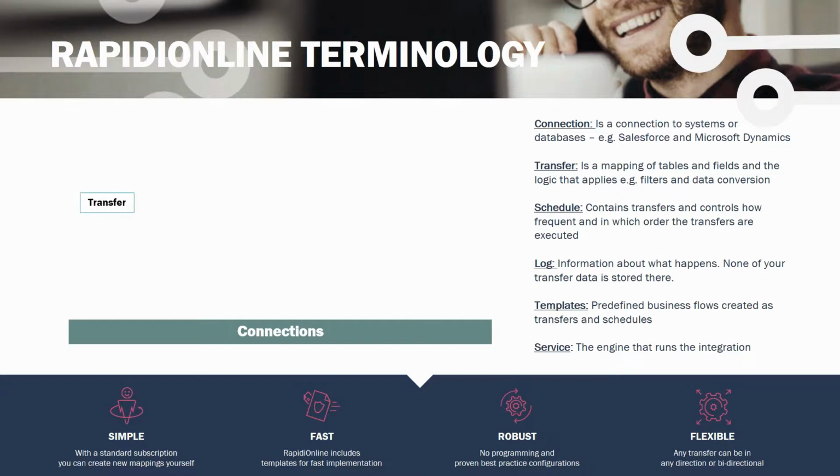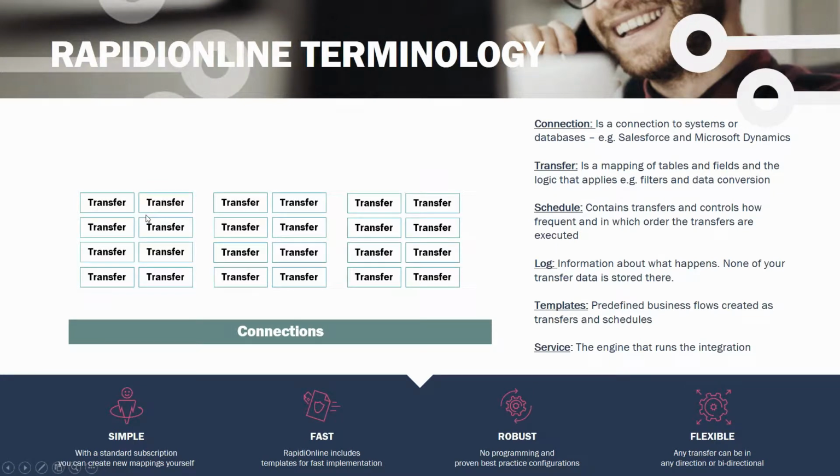The configurations, the first part of that is building a transfer, and a transfer is a mapping of tables and fields that you want to transfer between the different systems, and the logic that applies to the transfer. So for instance, filters or data conversions are also a part of the transfers. So each synchronization you do, for instance, from a customer to account or from account to customer, is a transfer. So you will have many different transfers in your system that each represent the synchronization in a direction for the tables.